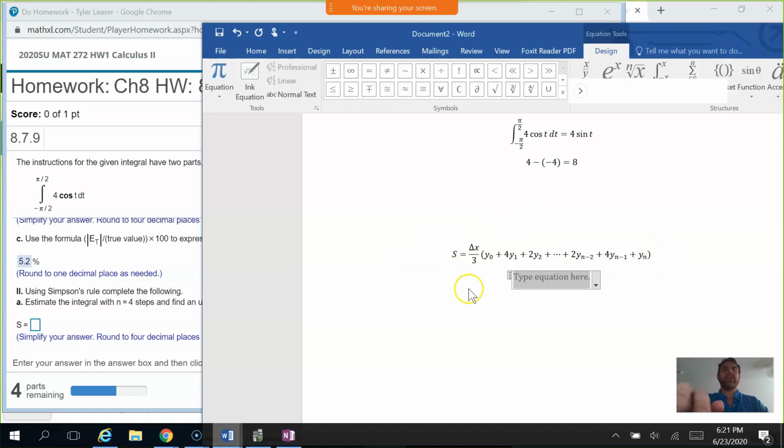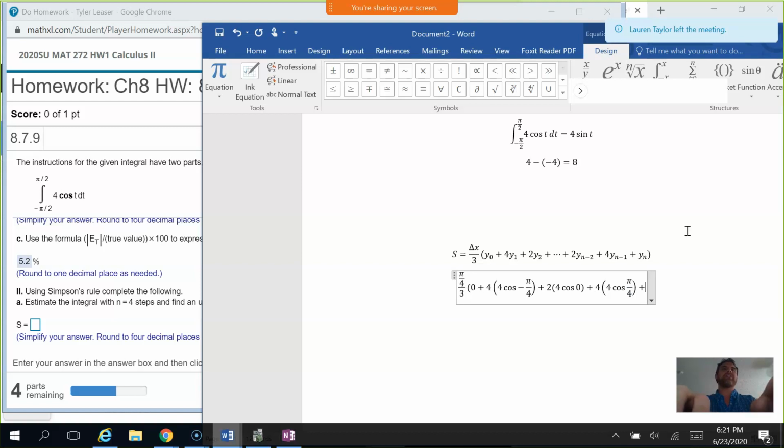So plugging stuff into what we had, because everything's the same, the delta x is still pi over 4, and then these y values are all still the same. So that's going to be that pi over 4, but this time divided by 3, times the first y value, remember that was just 0, plus 4 times the next one, which was 4 cosine of that negative pi over 4. This was supposed to be negative. Plus 2 times the next y value, which was 4 cosine of 0, plus 4 times the next one, which was that 4 cosine of positive pi over 4, and then plus just the last one. The last one was also 0, I think it came out to be.